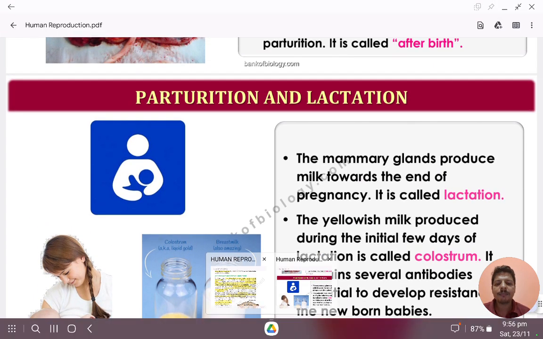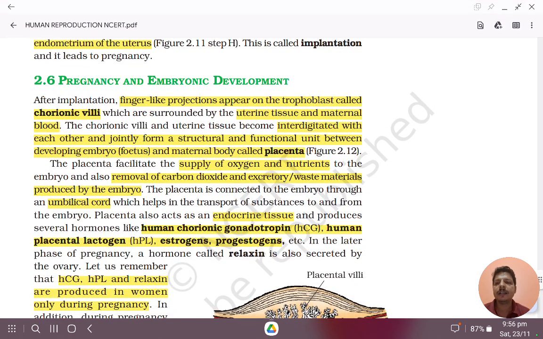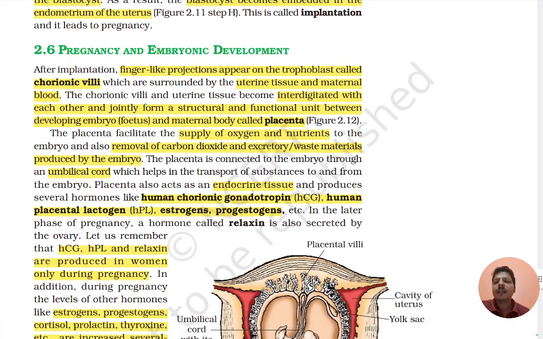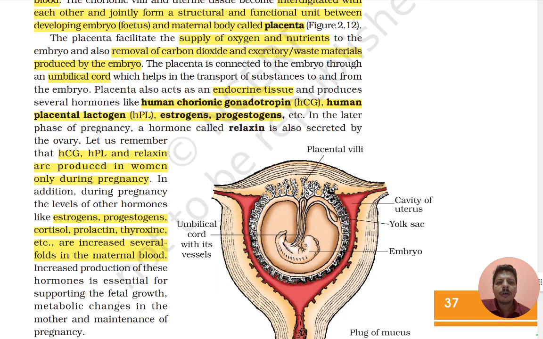And with this, the PDF topic is completed. Now let's see what your NCERT says. Here again the chorionic villi are given, as you can see in this diagram. Placental villi or chorionic villi are also here.